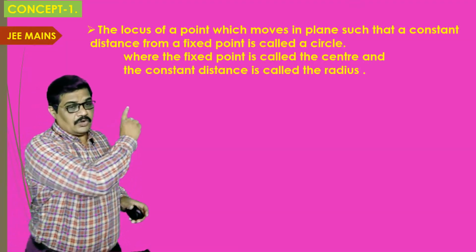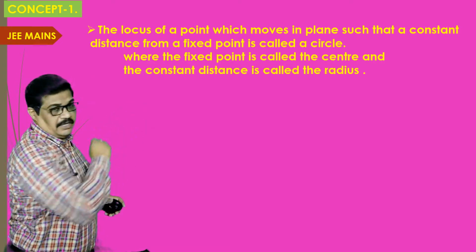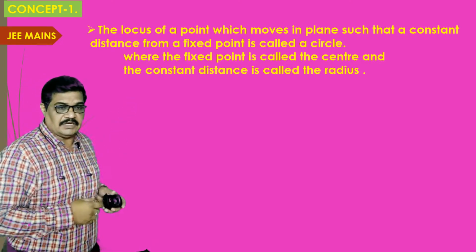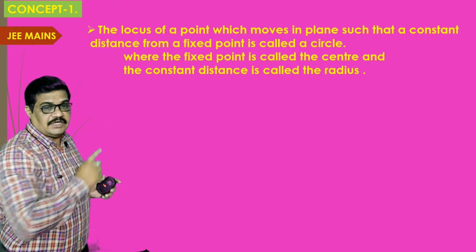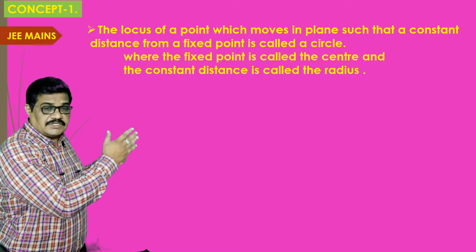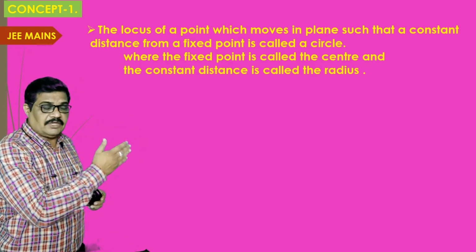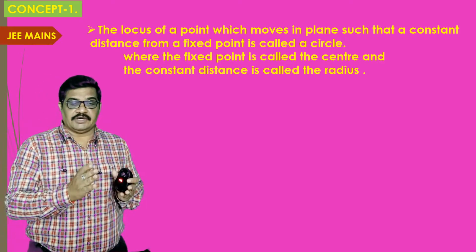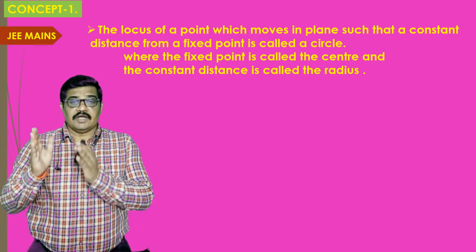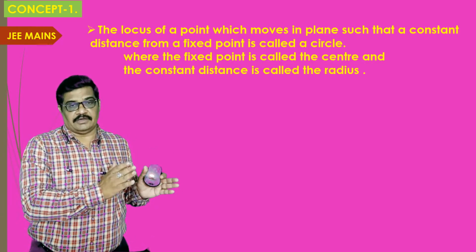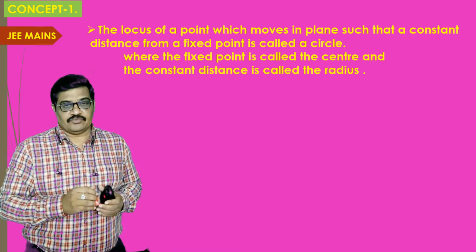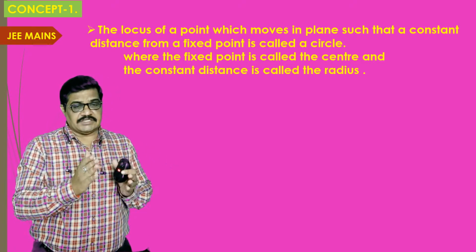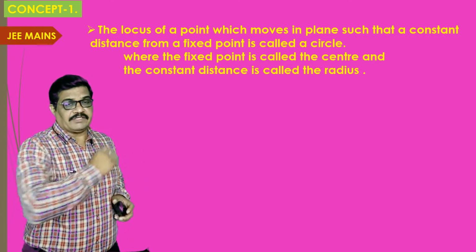The locus of a point which moves in a plane such that it has a constant distance from a fixed point is called a circle, where the fixed point is called the center and the constant distance is called the radius. This is the definition of the circle. First of all, we must know the definition.